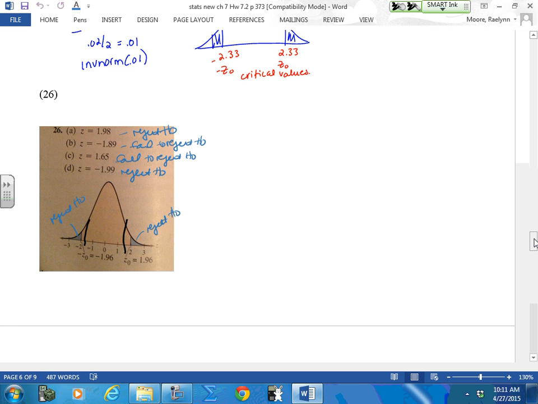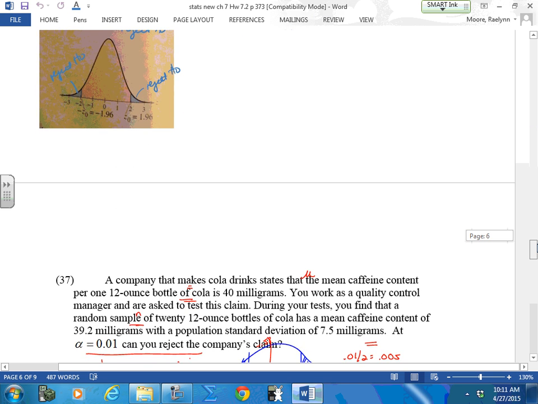And just a heads up, make sure you say reject H0. If you just use the word reject, it's wrong, because we don't know what you're rejecting. So you have to use the right words on these. And I am going to be real strict about it. Very.